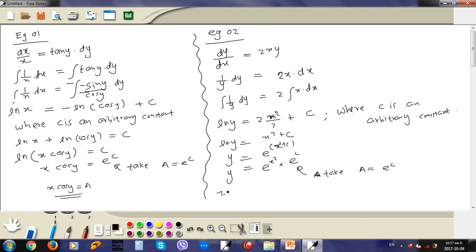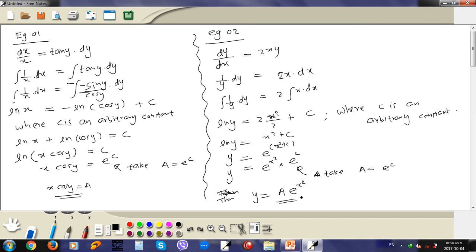Then y equals a e to the power x squared. This is the answer. That is very easy. That is not a very difficult thing. That is how we can solve equations by using separation of variables.